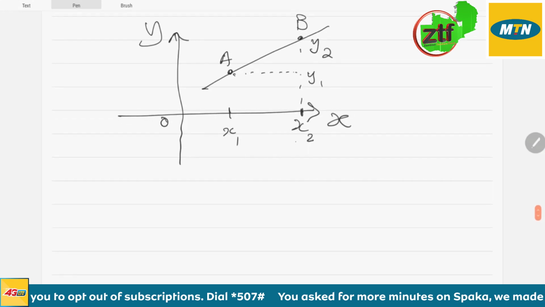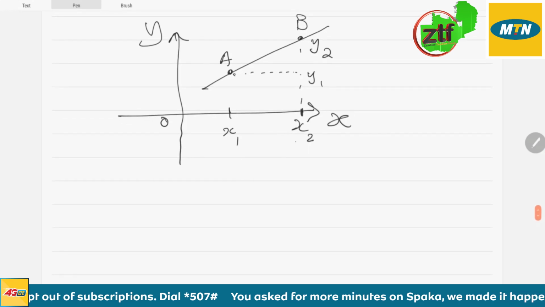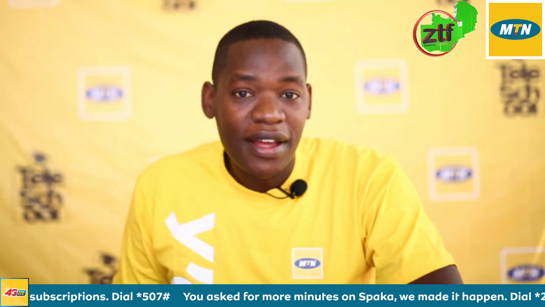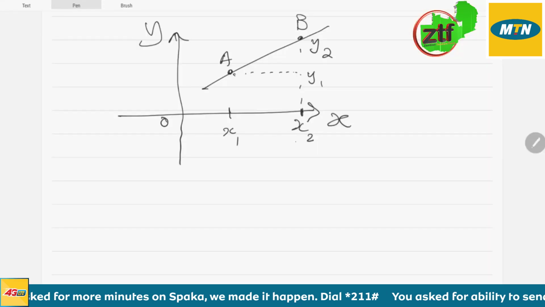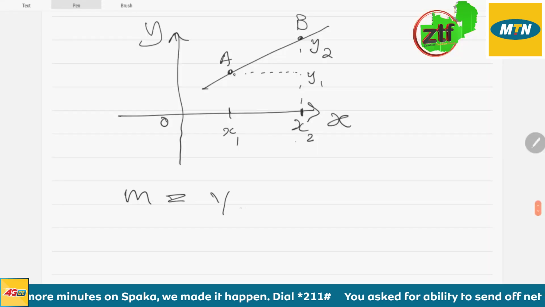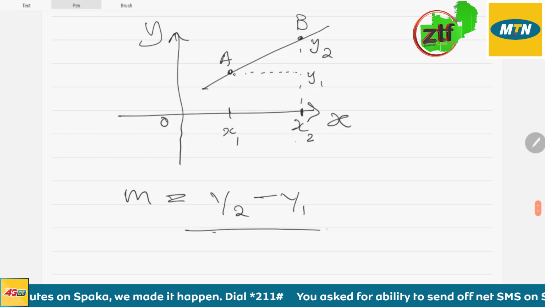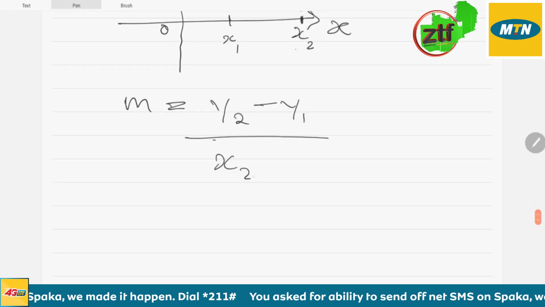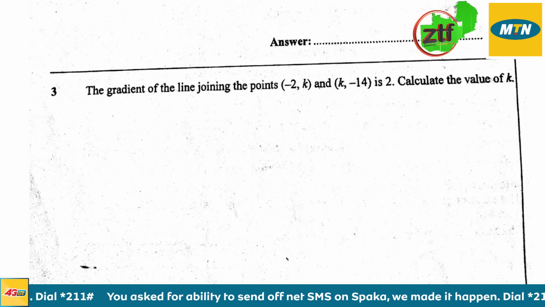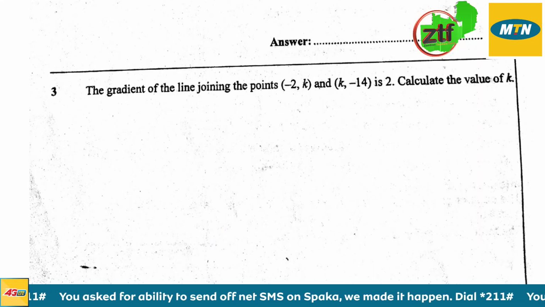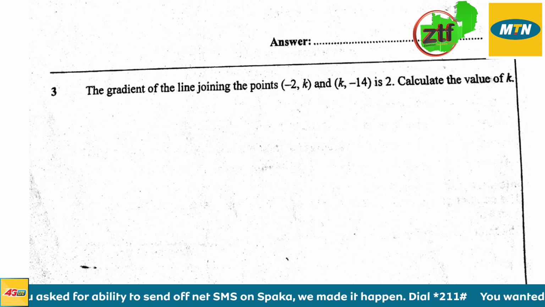So the gradient, which is the slope of the line AB, is the change in y over the change in x. We are simply talking about the ratio of change in y to change in x. How do you write that mathematically? The gradient is given by y2 minus y1, which is the change in y, over x2 minus x1. Now let's go back to the question. We have been given 2 points. The first point is negative 2, comma, k.